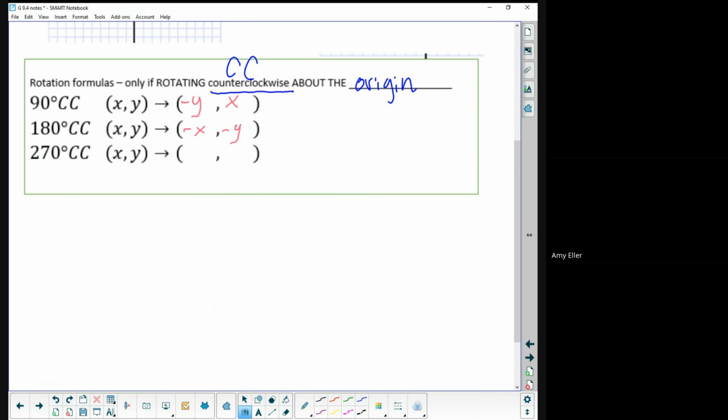Were they in opposite orders? Yeah. And then the negative. The negative also. Okay, so it was on the X. Okay, thanks. So I will have these formulas on the board for you for a quiz. You can use them anytime you're rotating about the origin.